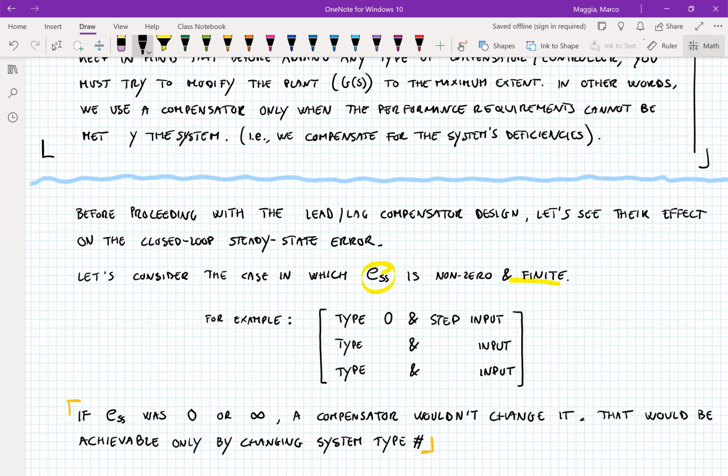If you go back to one of the first lectures, you remember that the combination type 0 plus step input will generate a finite steady state error. Same thing can be said for a type 1 system associated with the ramp input and a type 2 system associated with an acceleration input. If we had, for instance, a type 2 system subjected to a ramp input, the steady state error will just be 0. So even if we added a lead or a lag compensator, the steady state error wouldn't change.